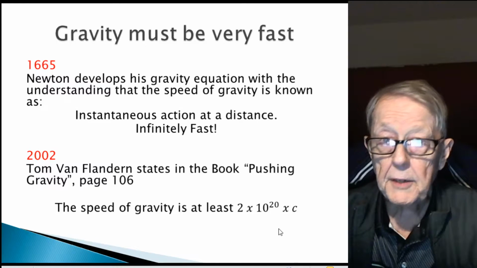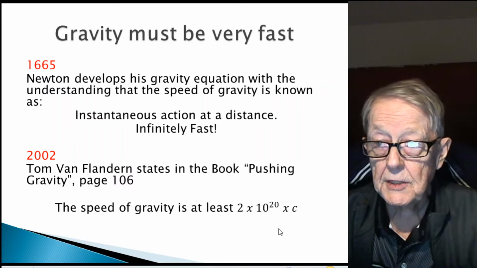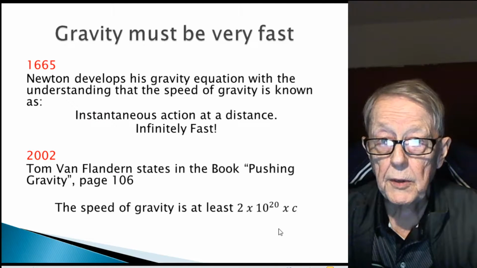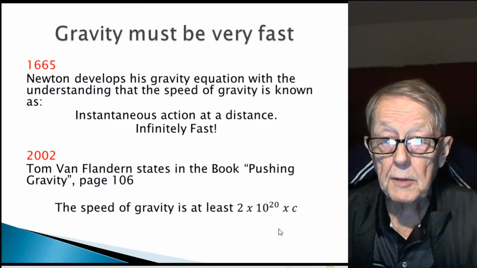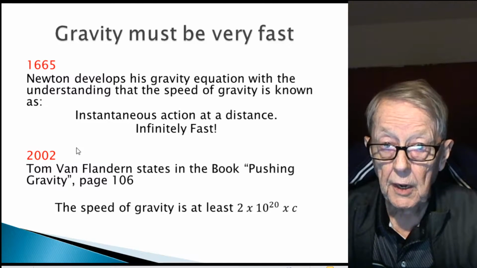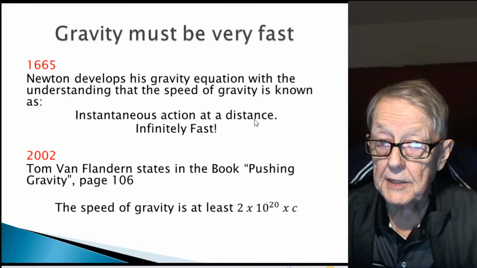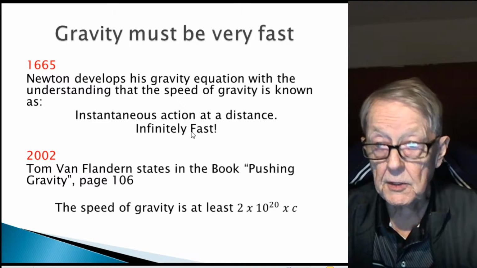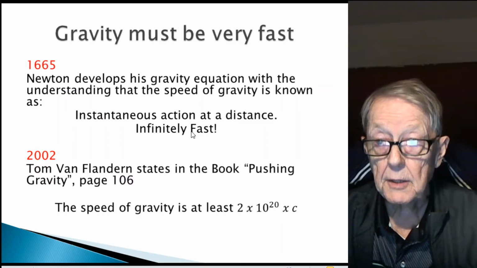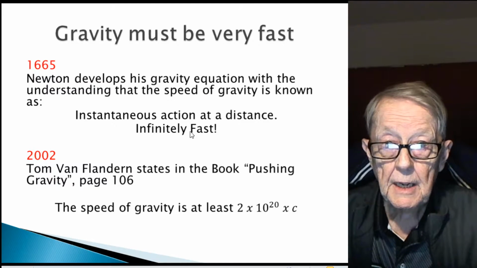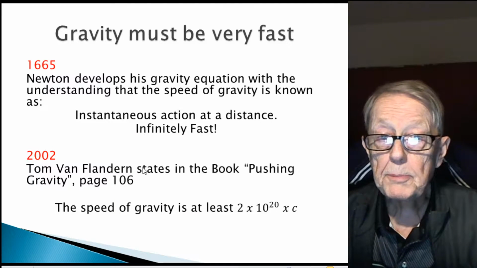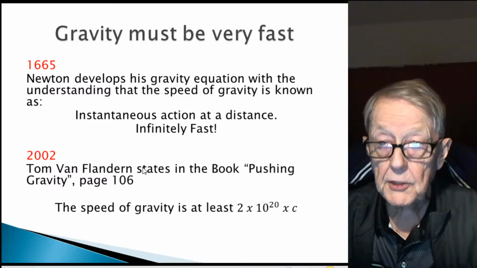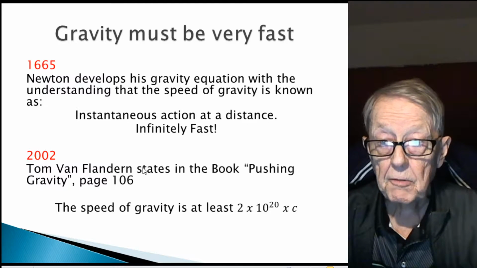Going back in time, around 1665 or so, Newton develops his gravity equation with the understanding that the speed of gravity is known as, quote, instantaneous action at a distance, meaning it's fast, very fast. And of course, they also believed that the speed of light was very fast. And you can go all the way up to the year 2002, and people are still believing that it is very fast.